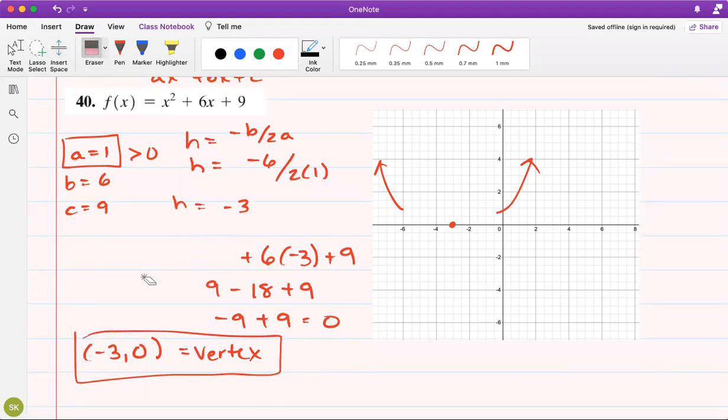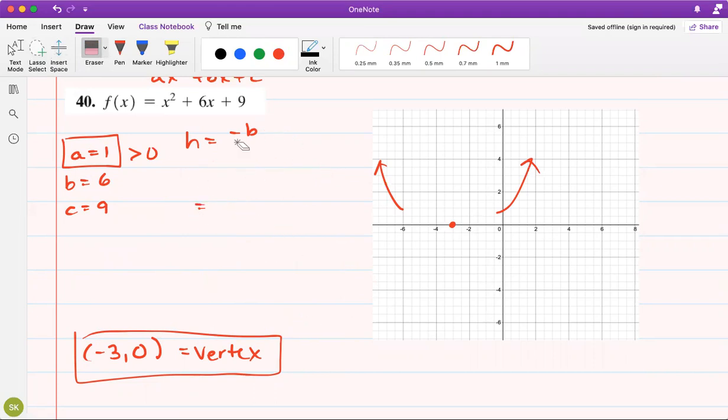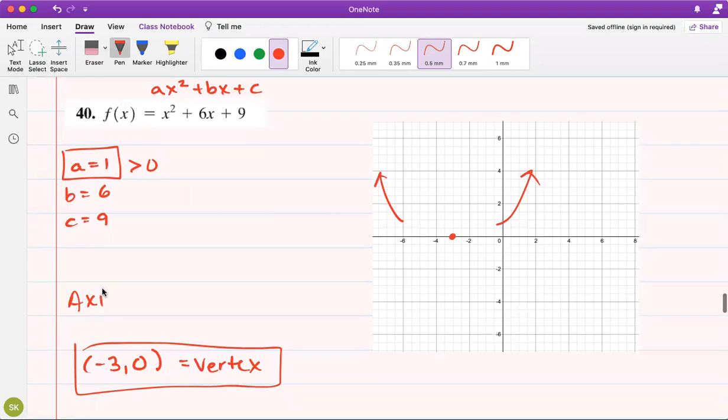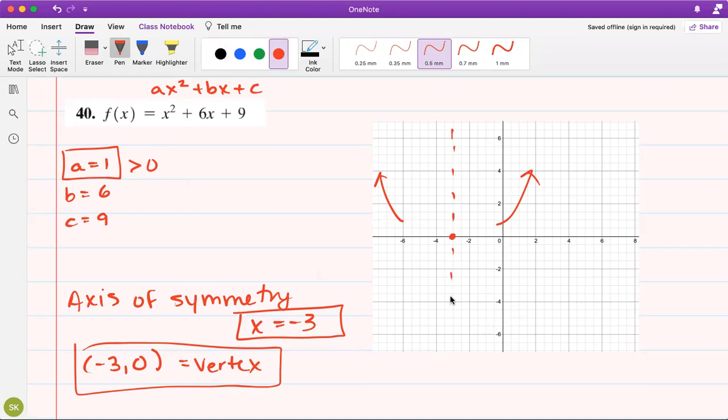I'm going to erase this so I can have a lot more room. Now, something else that we wanted to find. So let me cross out what we found. We found the vertex. Let's find the axis of symmetry. And the axis of symmetry is just the h value. So x is equal to this h, which is negative 3. And we just draw a dotted line here to help us draw a symmetric graph. So that's the axis of symmetry, x is equal to negative 3. It's not part of the parabola. It's just helpful when we draw this graph.